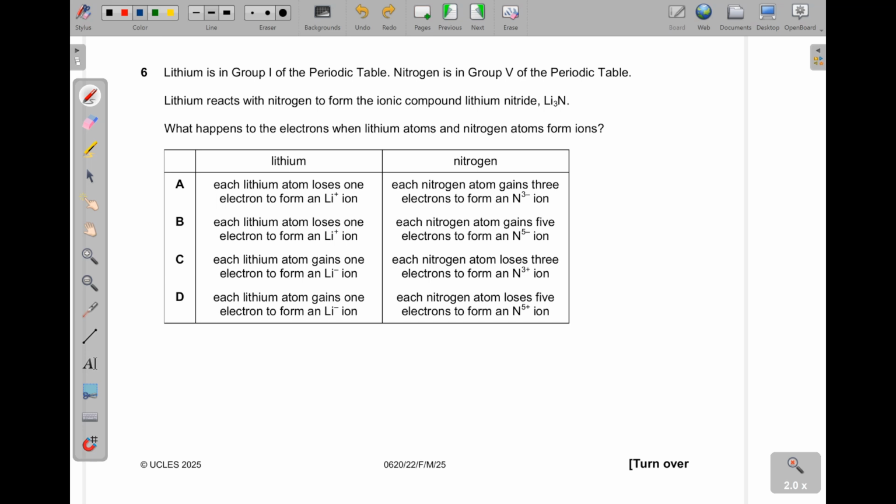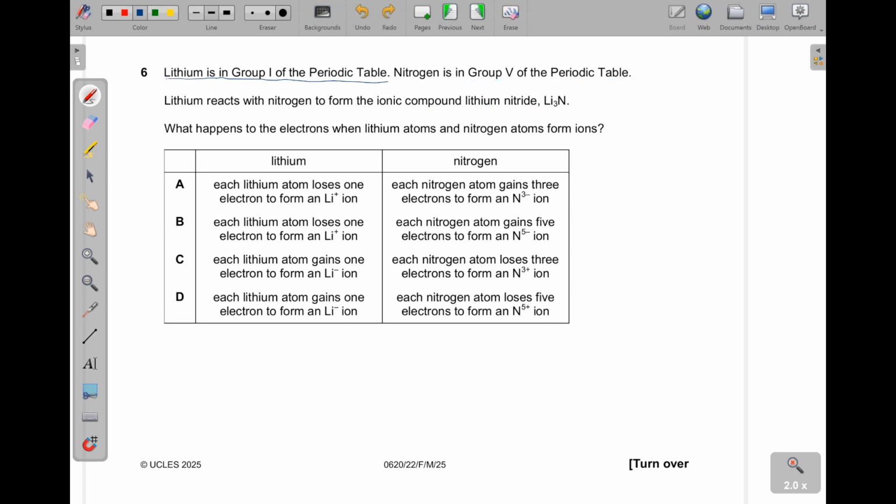Then number 6, lithium is in group 1 of the periodic table. Nitrogen is in group 5 of the periodic table. Lithium reacts with nitrogen to form the ionic compound lithium nitride. What happens to the electrons when lithium atoms and nitrogen atoms react?